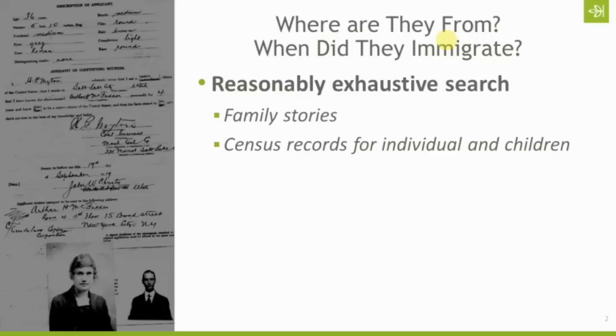If the first 2 or 3 children were born in the old country, and then the rest of the 7 or 8 children were born here in the United States, now you've got a very specific time frame for immigration, even if they immigrated prior to 1900. So census records are a really great foundational research tool for immigration.